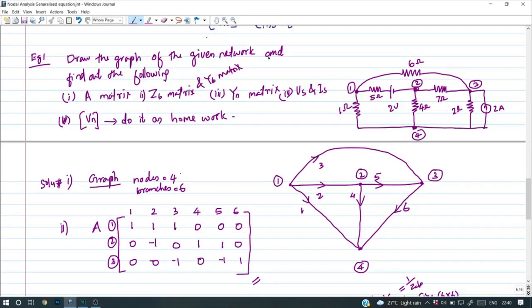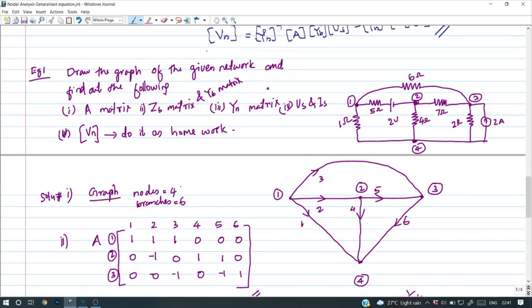Draw the graph of the given network and find out the following. Here you need to determine the A matrix, ZB matrix and YB matrix. What is the ZB matrix? Branch impedance matrix. And the YB matrix is the branch admittance matrix. Yn matrix? Node admittance matrix. And Vs and Is.